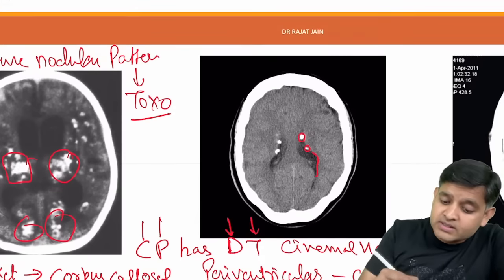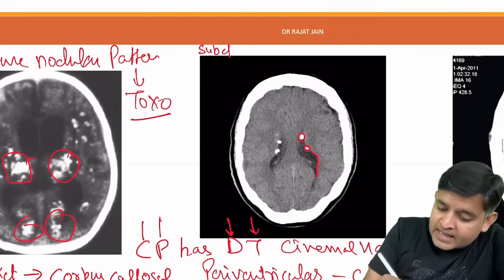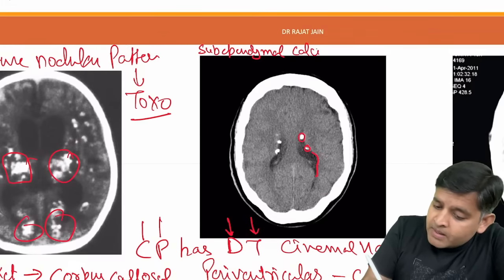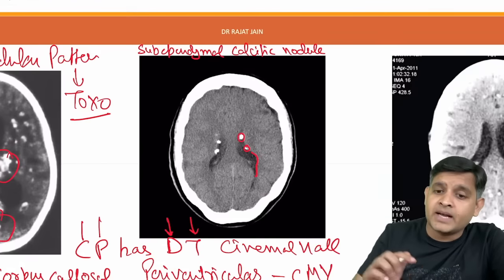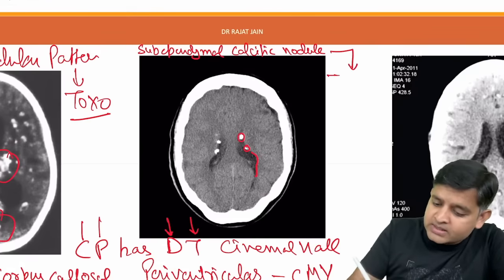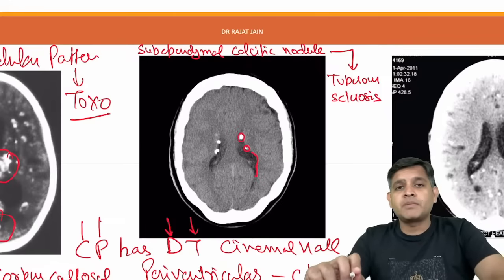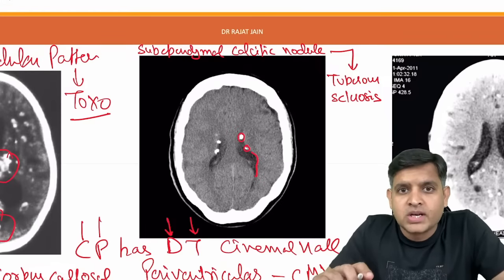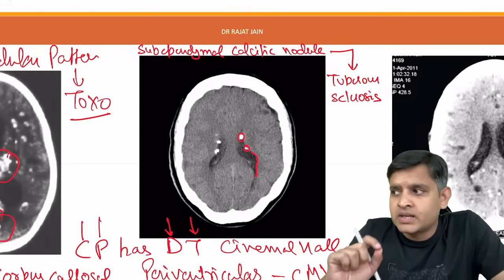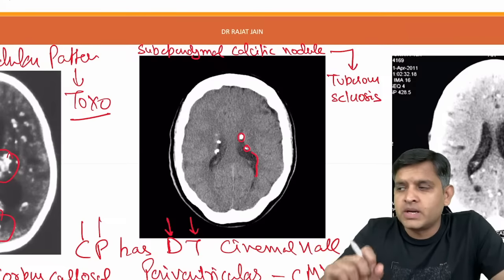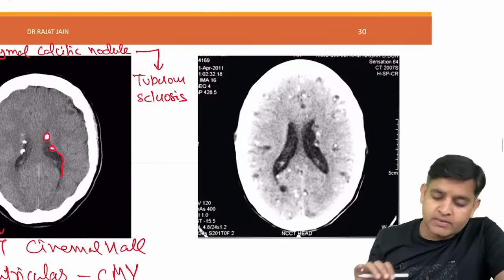These are subependymal calcific nodules. Subependymal calcific nodules are seen in tuberous sclerosis. Okay.